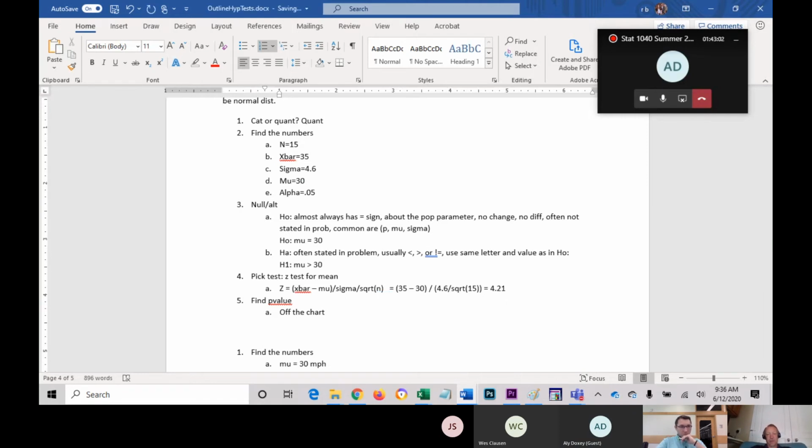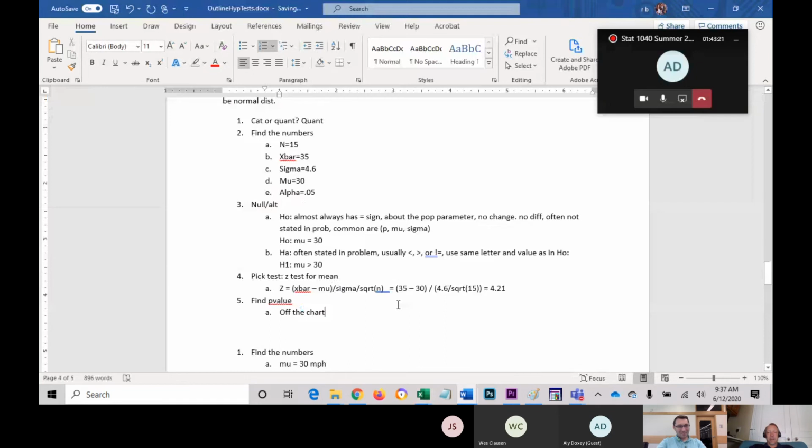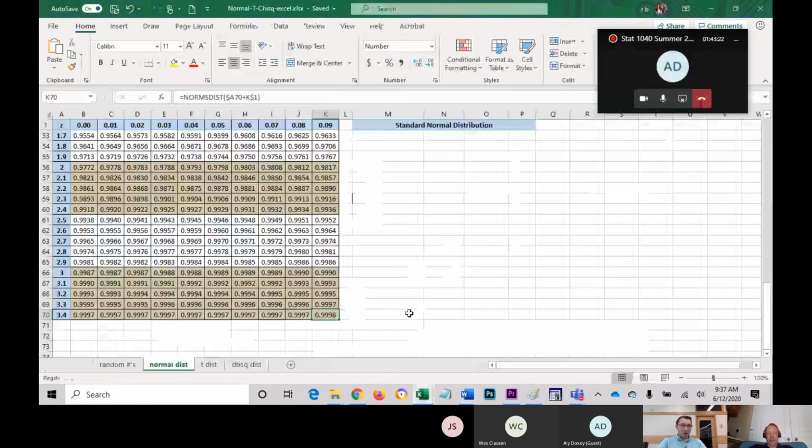It's 4.21. Unfortunately lucky, because I never remembered to tell students to do this, but we did today, so that's exciting. Okay, it's off the chart. The number here is 3.4. You can see it's 0.9998. So here's the deal. We're going to still have to subtract that from 1, right?